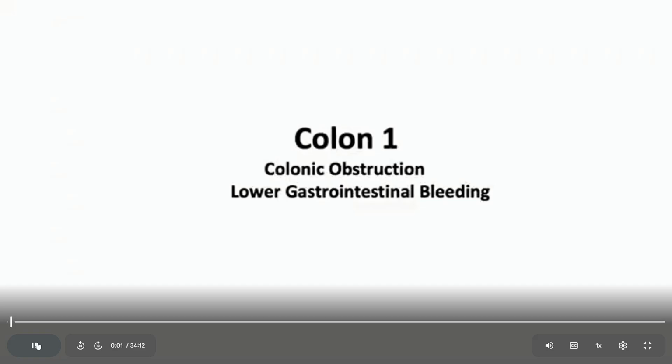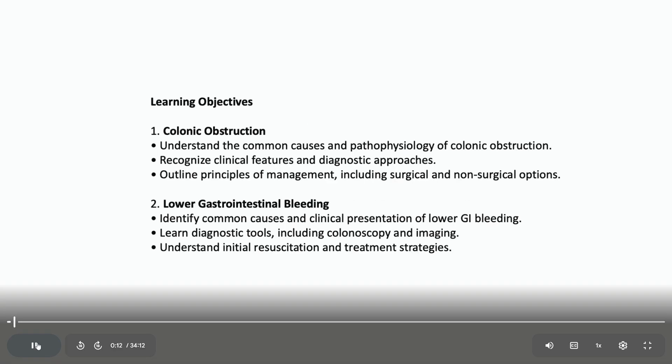Good day, everyone. The topic that we're going to discuss under Colon 1 is colonic obstruction and lower gastrointestinal bleeding. Here are the learning objectives of this session.